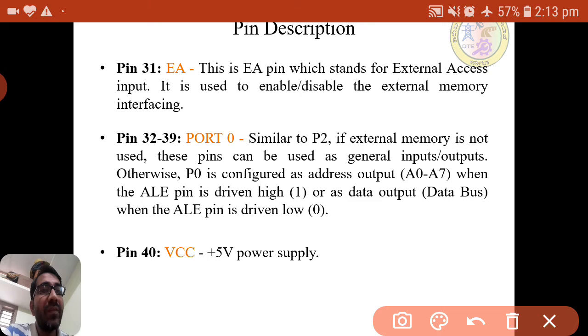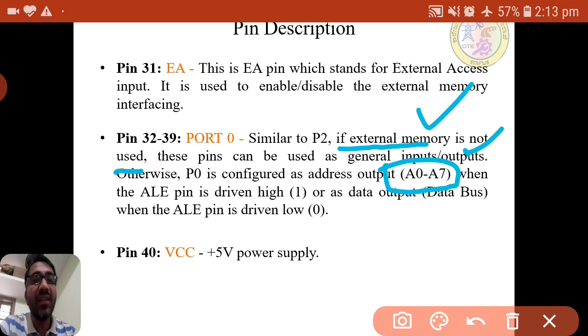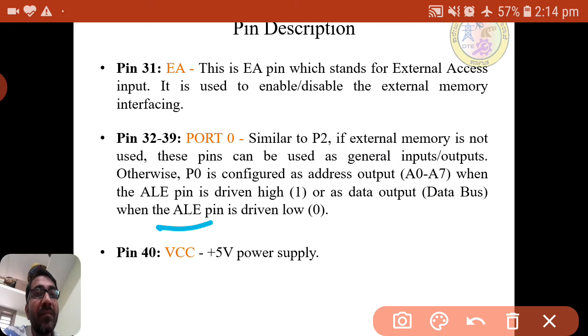If external memory is not used, then it will be used as normal input and output. When we use the memory, in that case we need an address. If any external device is to be communicated with, we need to use the address, and in that case we need to give the ALE signal.